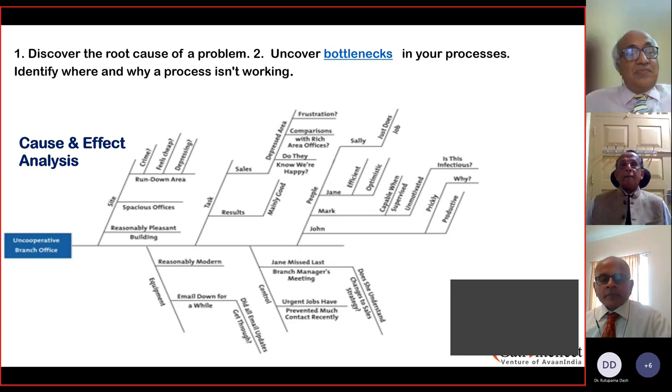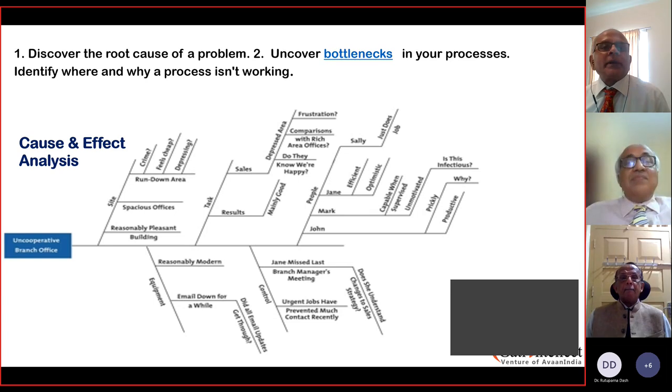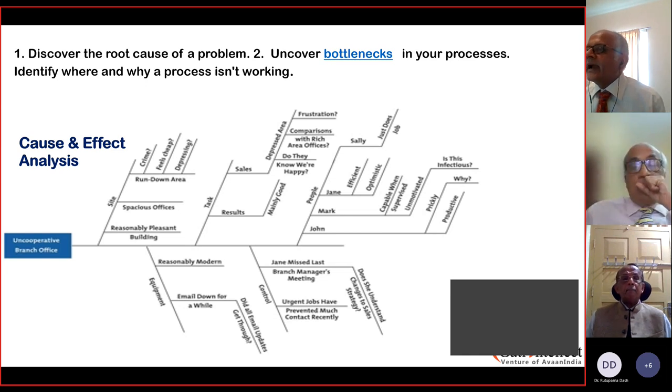This is a typical drawing of what's called a fishbone analysis. What does it do? It lays down the problem that has been identified. It lays out the cause. It identifies the key category or categories of causes that have led to the problem.